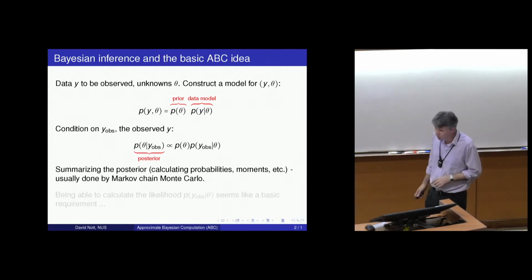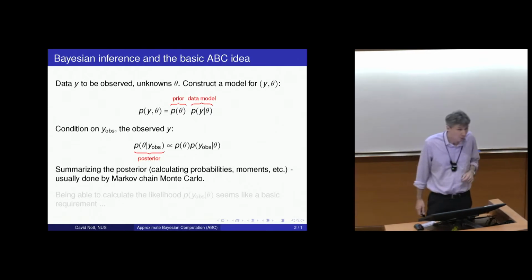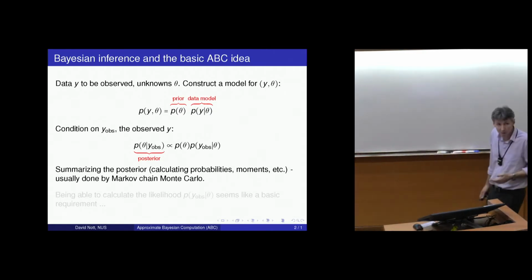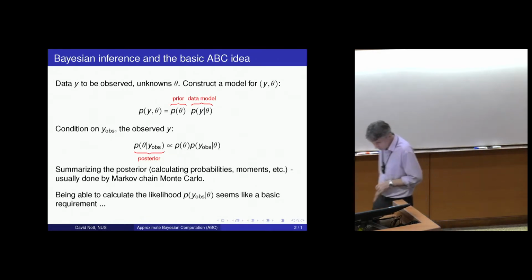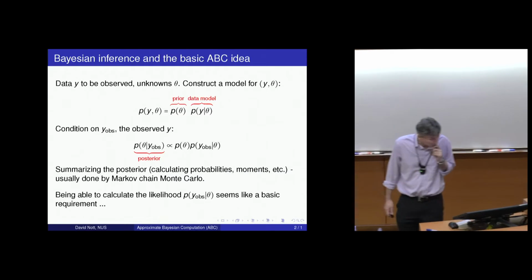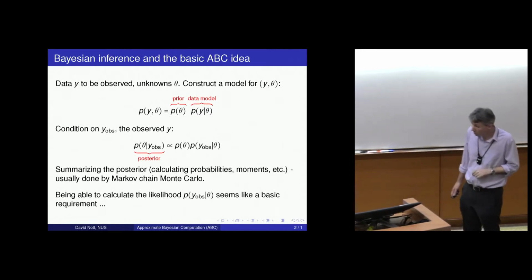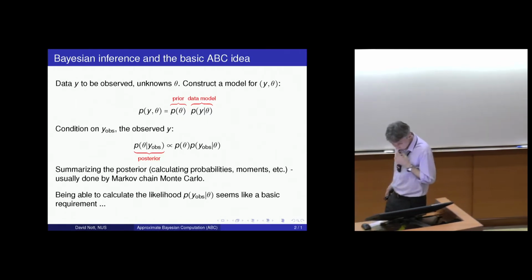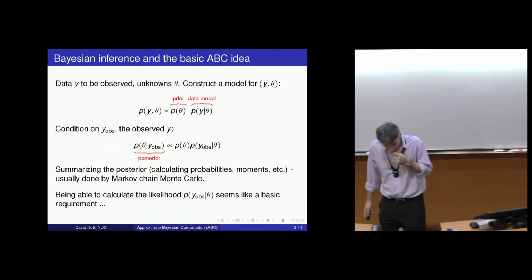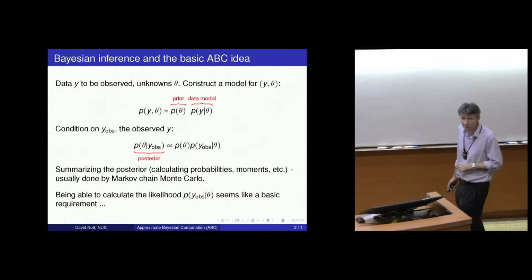Of course, we want to summarize the posterior to make Bayesian inferences. We want to calculate probabilities, moments, quantiles, and so on. That's usually done by Monte Carlo methods, like Markov chain Monte Carlo or sequential Monte Carlo. Now, it might seem like a pretty basic requirement for doing Bayesian inference that you can compute the likelihood. You might think if you can't compute the likelihood, that's the end of the road for Bayesian inference and any kind of likelihood-based inference. But that's not actually the case. As I said, the idea of ABC methods is that we want to use simulation from the model as a kind of surrogate for not being able to compute the likelihood.